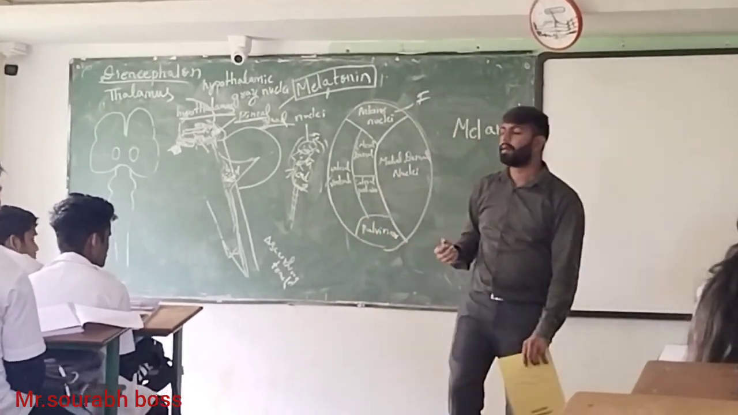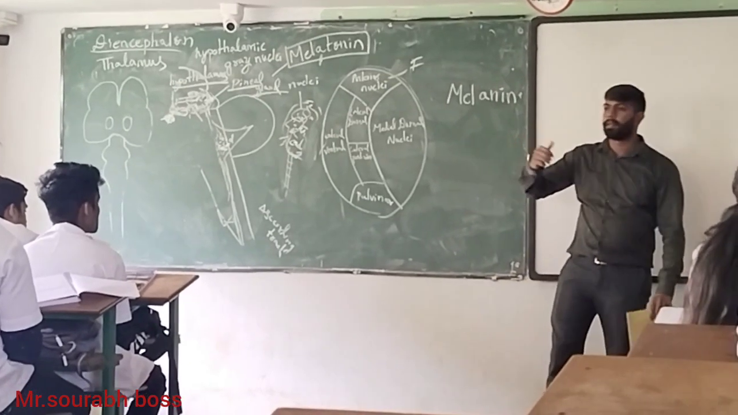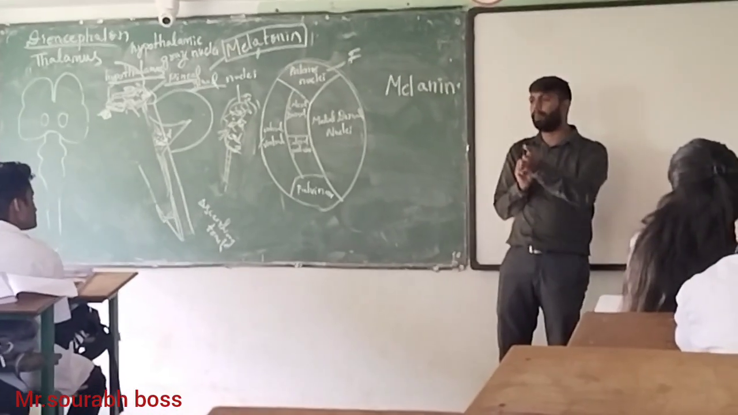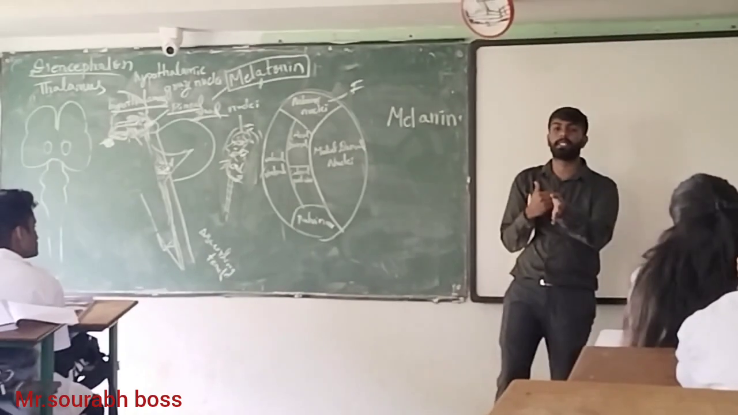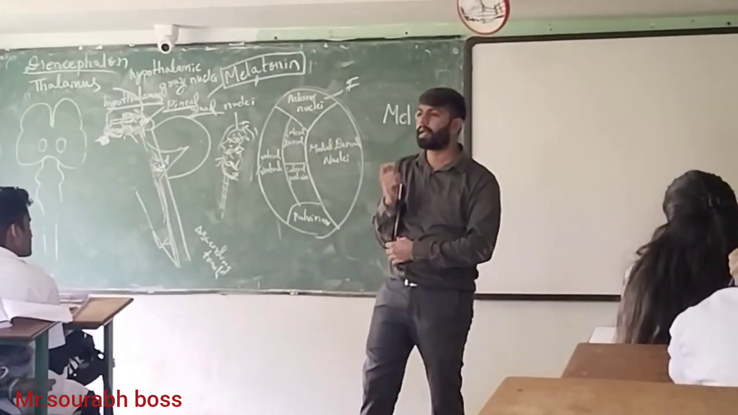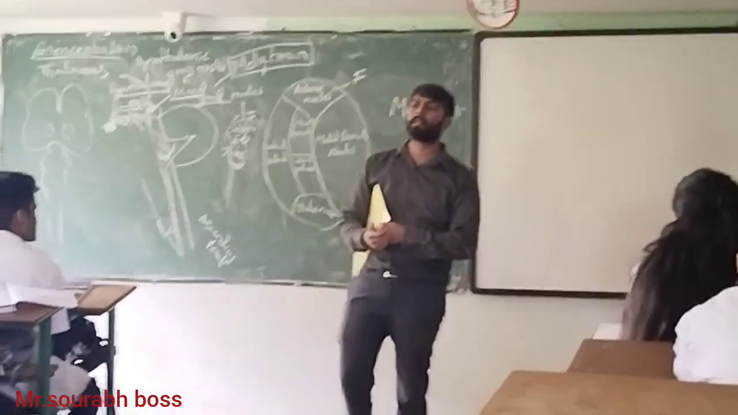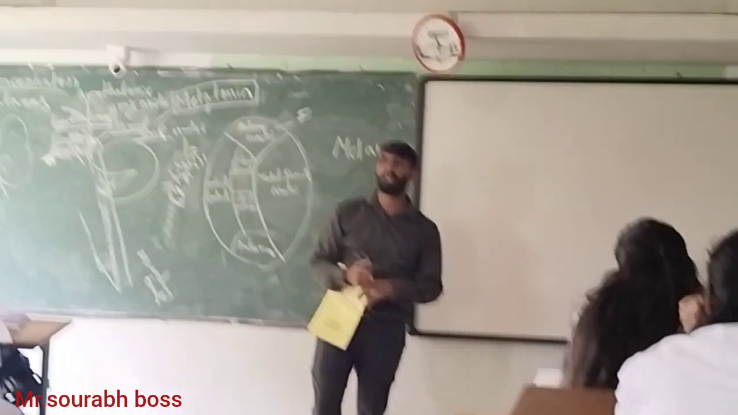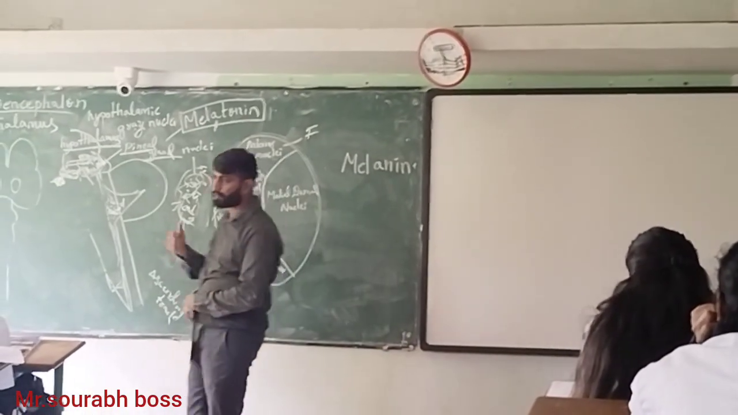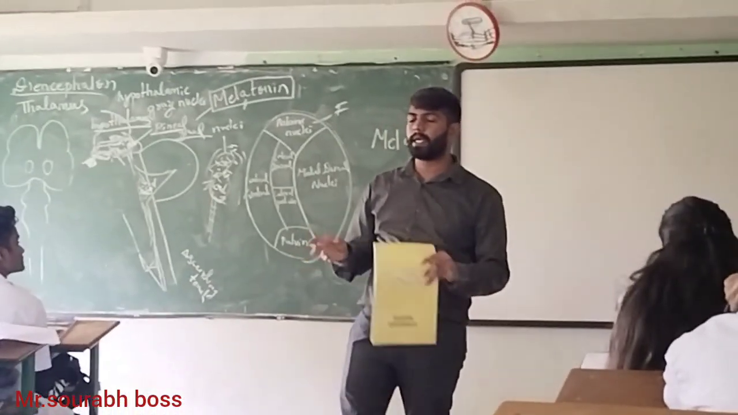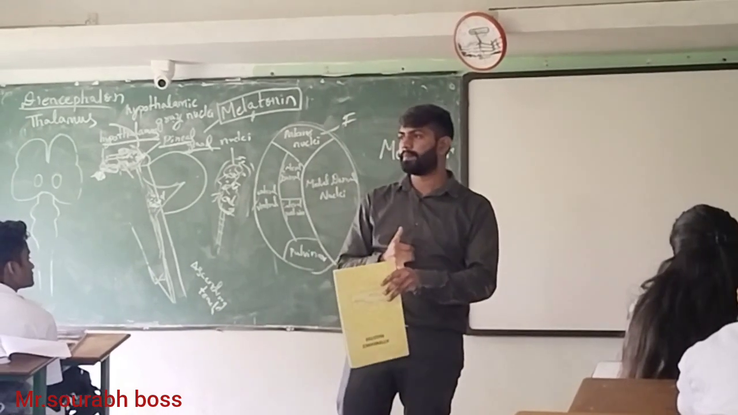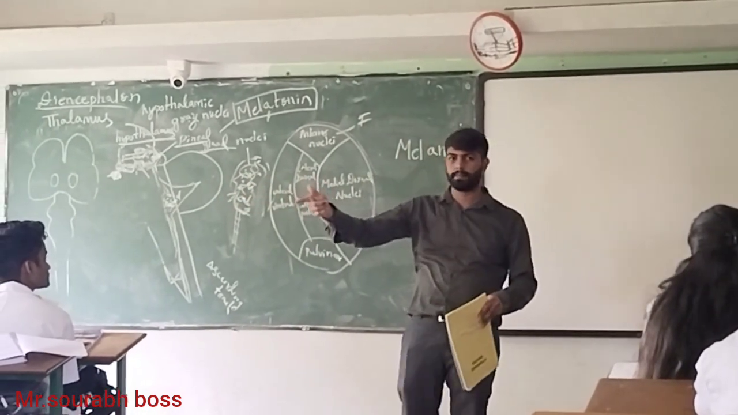Then after the thalamus, at the posterior of the third ventricle we have a gland. What do we call that gland? Pineal gland. Pineal gland will secrete which hormone? Melatonin. This melatonin, what does it do? It helps for the sleep cycle or circadian rhythm or biological clock.